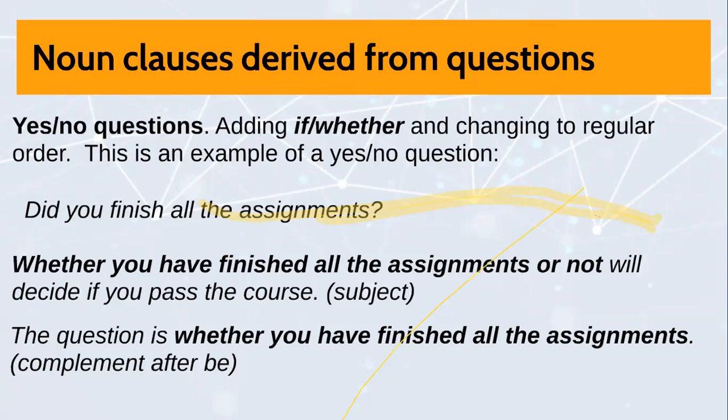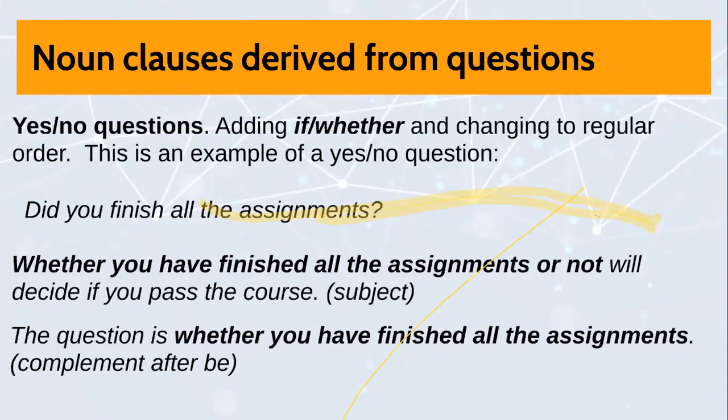So in this case, the version of the sentence that we can come up with is, whether you have finished all the assignments or not will decide if you pass the course. In this case, the clause is functioning as a subject, and the clause has become whether you have finished all the assignments or not.